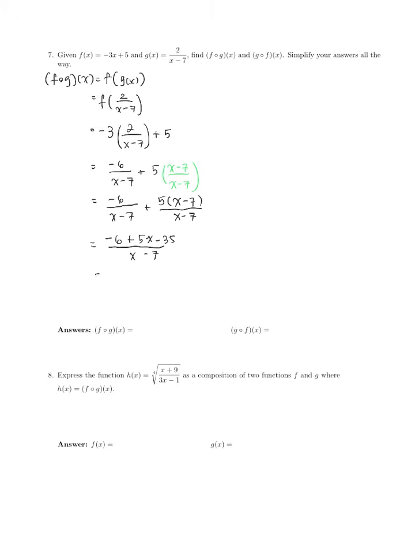Okay, combining negative, that's a minus, sorry. Negative 6 and negative 35, what the heck is that? Negative 41? Negative 41 plus 5x, and then whole thing over x minus 7. Okay, so answer f of g of x is negative 41 plus 5x, whole thing over x minus 7. I'm just going to box that for the answer so you can tell which is the answer.